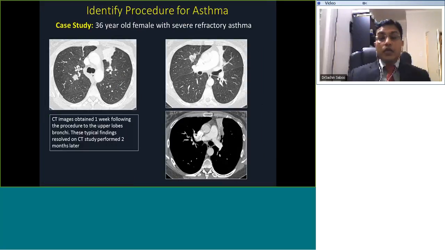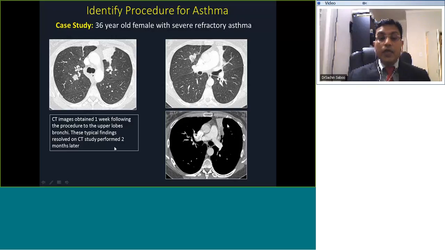Let's take another case of a very interesting application of the endobronchial approach. This is a 36-year-old female with severe refractory asthma. What do you see? This is a CT obtained 1 week after the procedure. What we see are peribronchovascular nodular opacities and atelectatic changes in the left upper lobe. So what is the procedure performed?